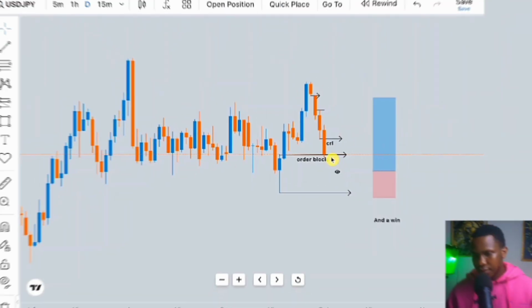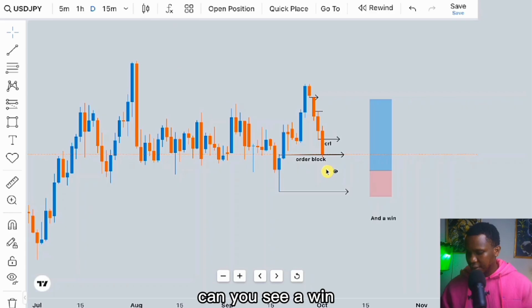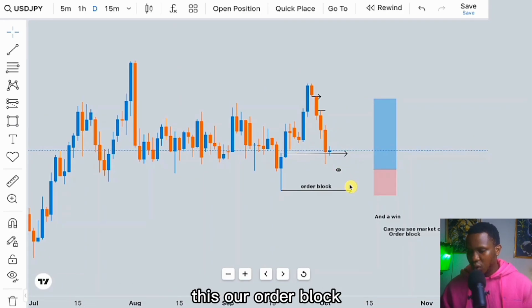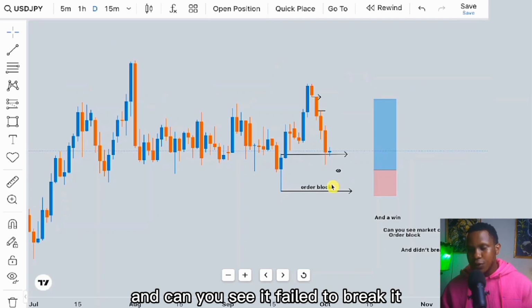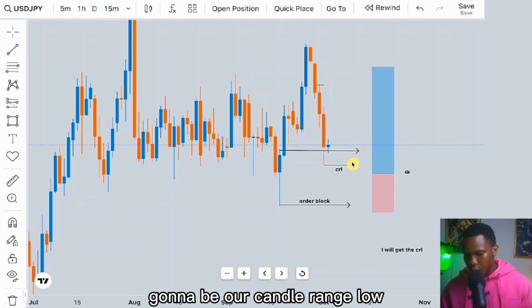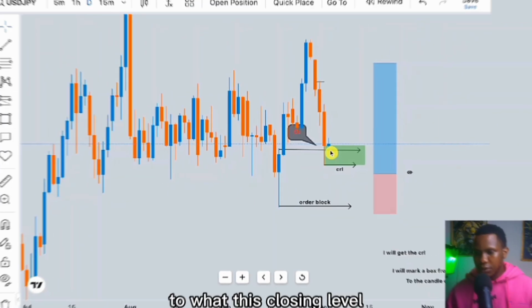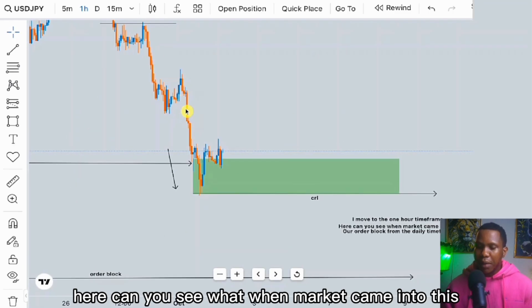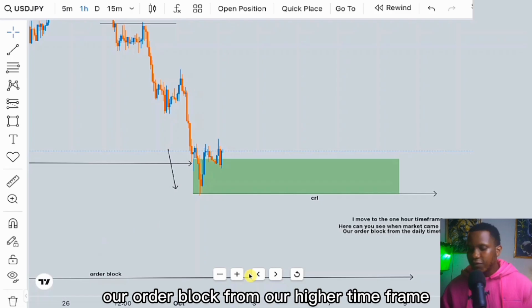Let's see. Can you see a win? Can you see how market is in our PD array right here? This is our order block. And can you see it failed to break it? The candle that came into it is going to be our candle range low. I'm going to mark a box from that candle range low towards this closing level, and I move towards the 1 hour time frame, traders. Here, can you see when market came into this order block from our higher time frame?